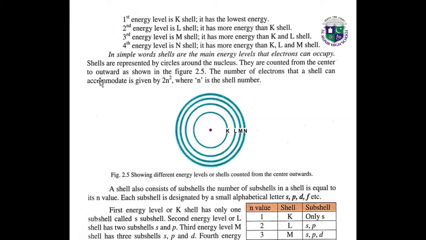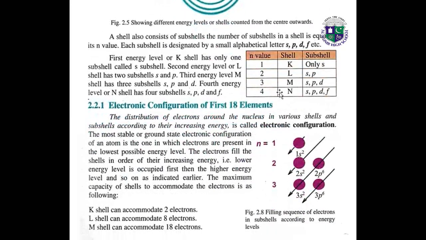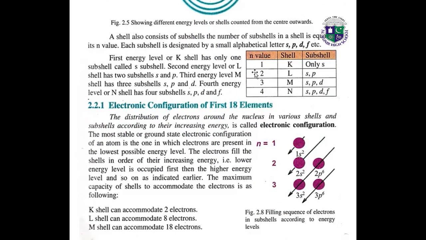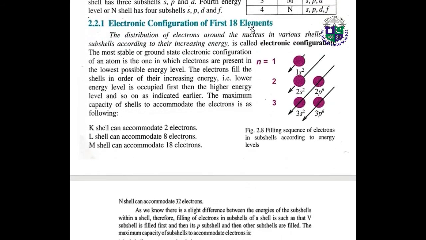They are counted from the center outward. So this table shows the n and l values, their shells and their subshells. What is the electronic configuration of the first 18 elements?